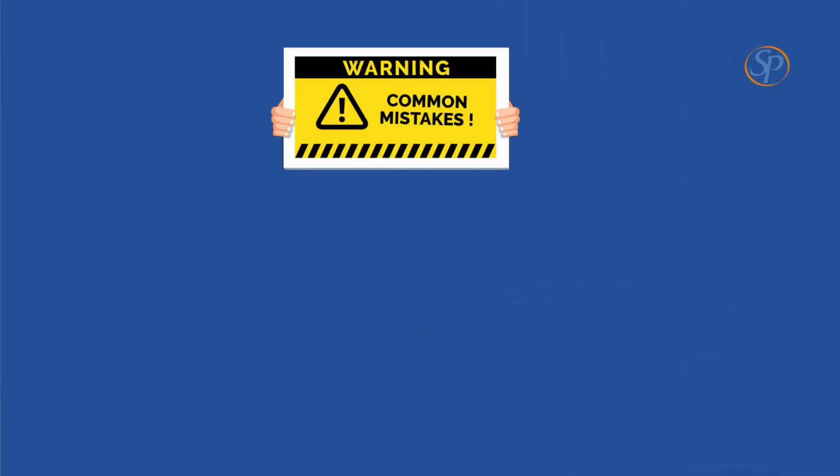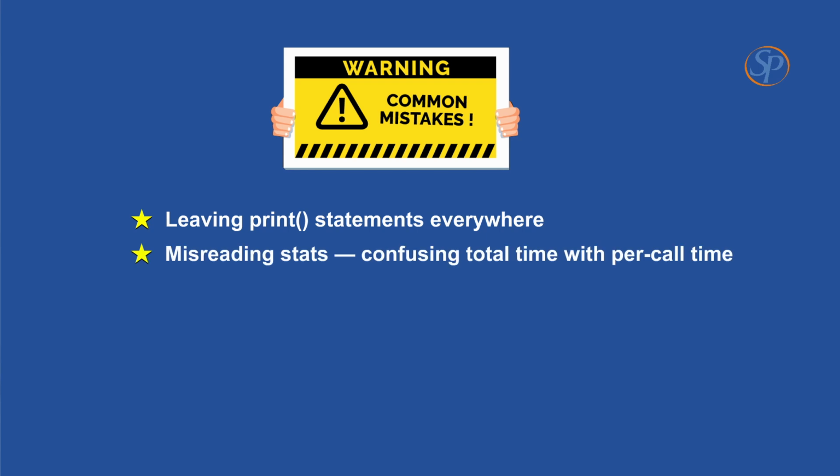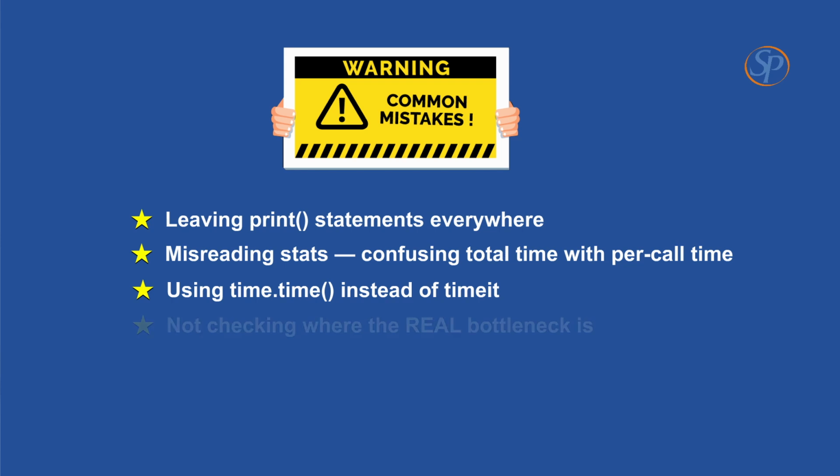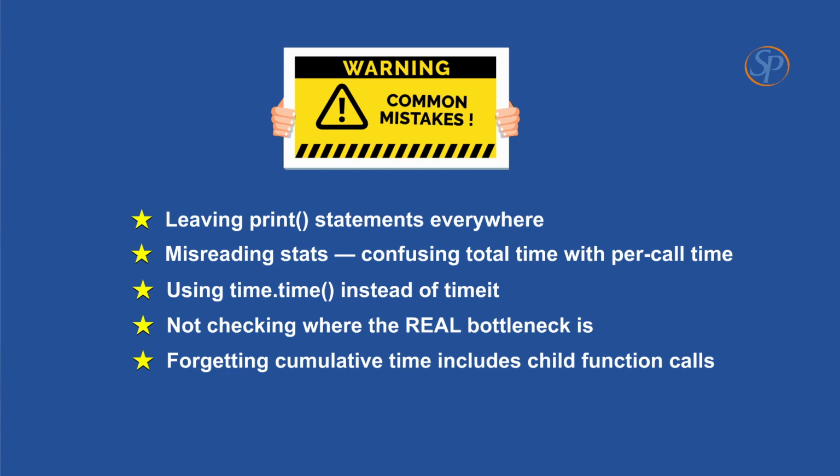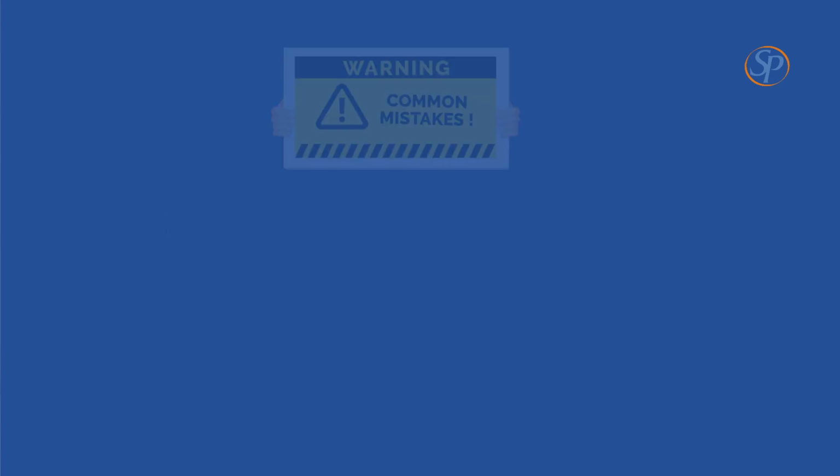Common pitfalls. Some common mistakes when profiling: leaving print statements everywhere, misreading stats, confusing total time with per call time, using time.time for benchmarking instead of Timeit, not checking where the real bottleneck is, and forgetting cumulative time includes child function calls. Profiling needs careful reading of results.